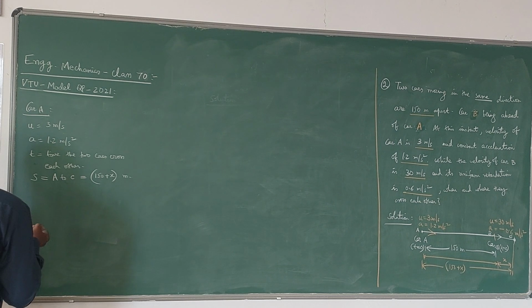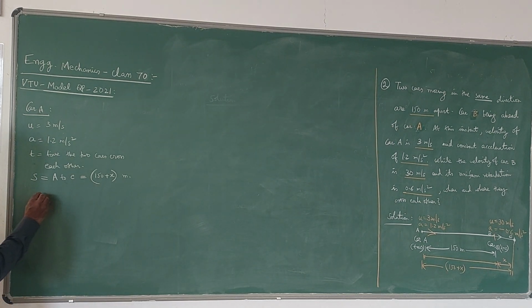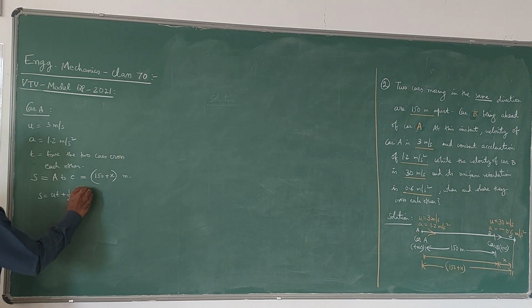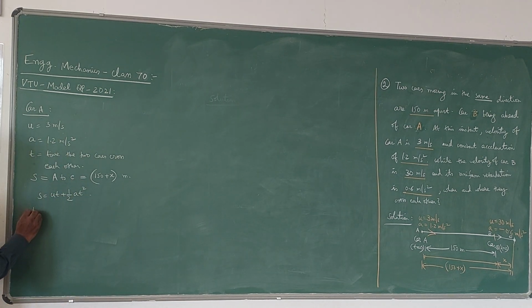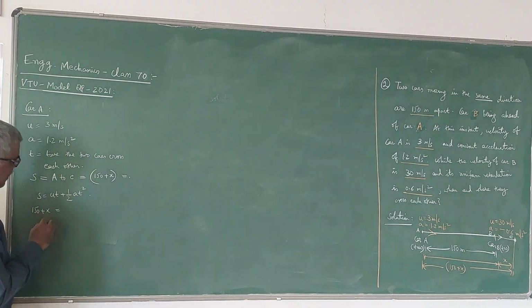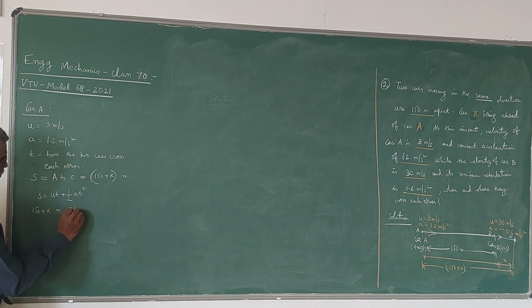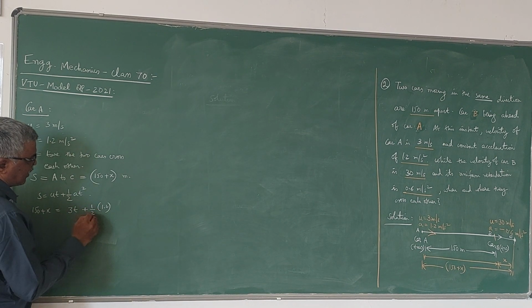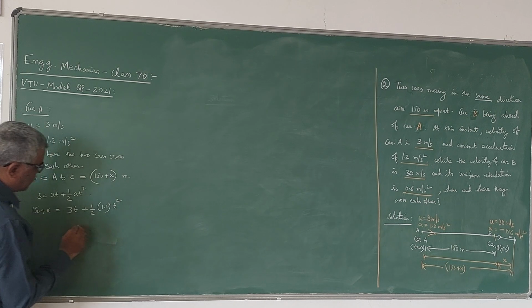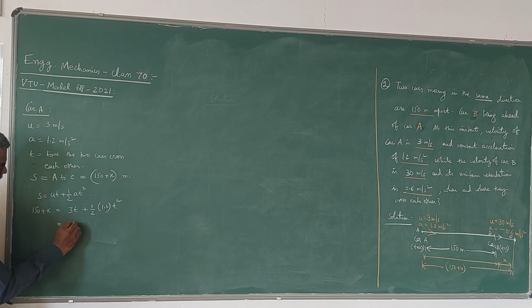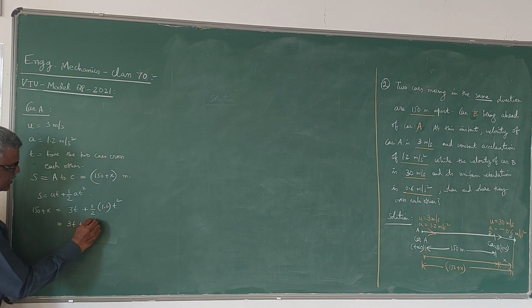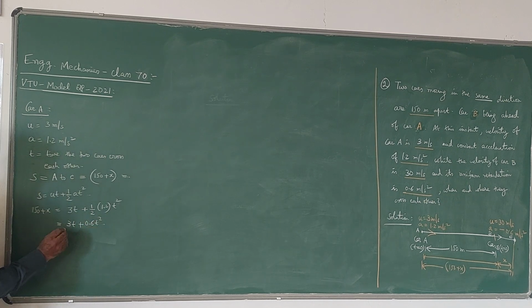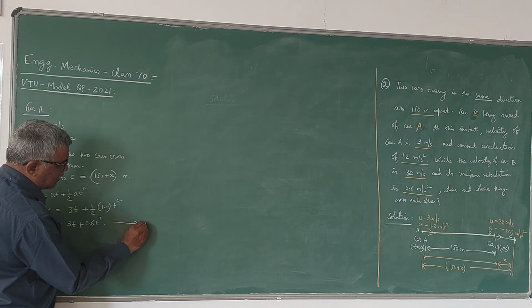Now we know the equation of motion, S is equal to ut plus half at square. So using this equation, what I can write here is 150 plus x for car A. U is 3, so 3t plus half into 1.2, A is 1.2 meter per second square, t square, which is 3t plus 0.6 t square. So let me take this as equation 1.